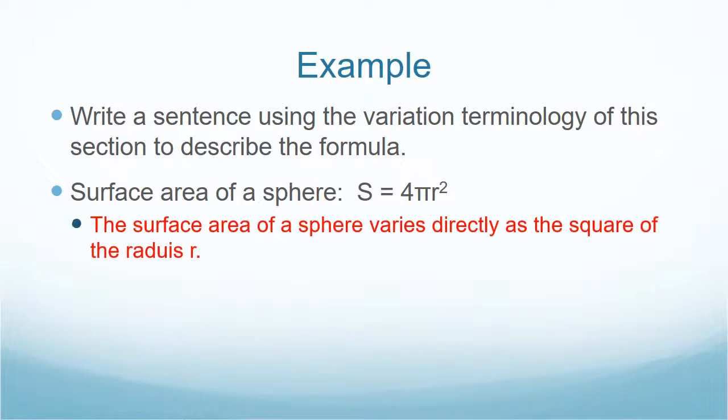Okay, here we have that the surface area of a sphere S varies directly as the square of the radius R. R is the only variable in there, 4 and pi are not, so S varies directly with R squared. Your answer could be slightly different, but should be similar.